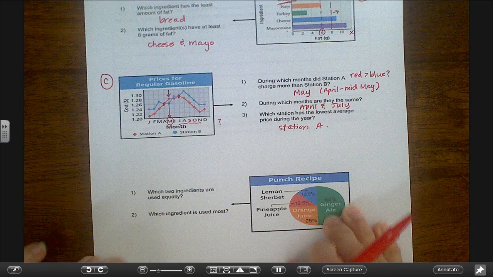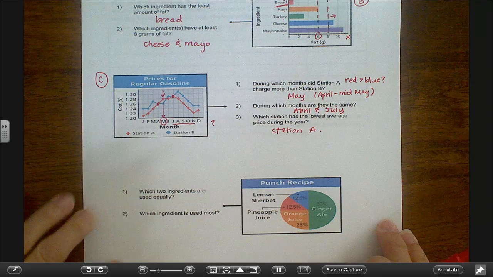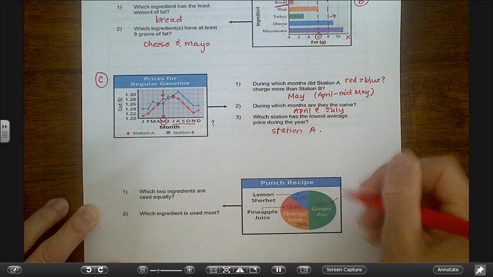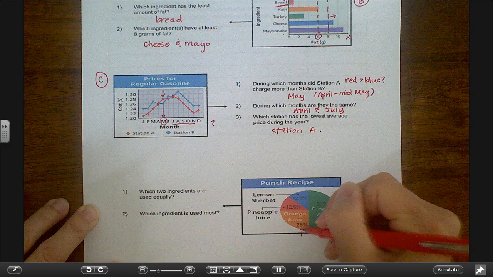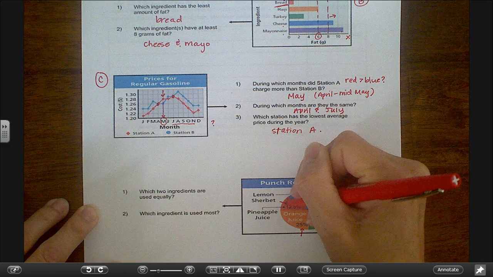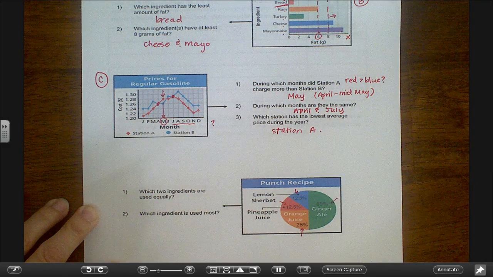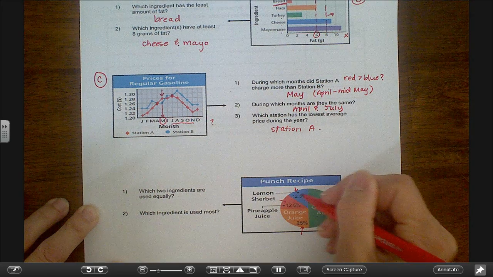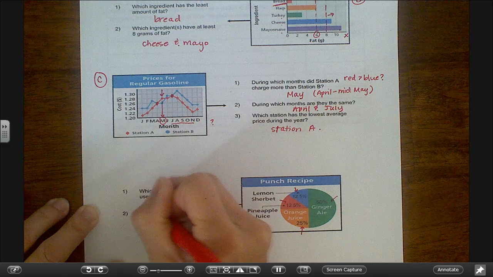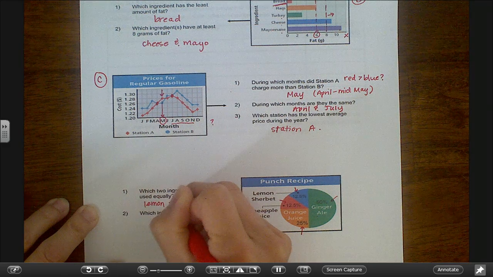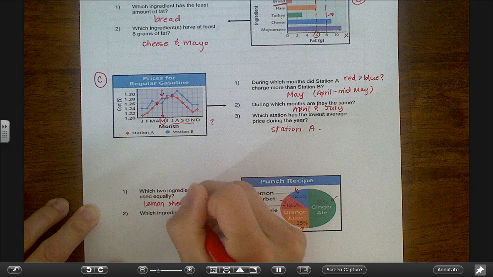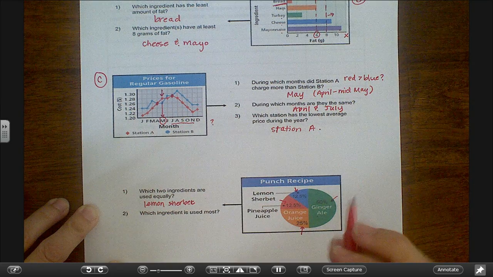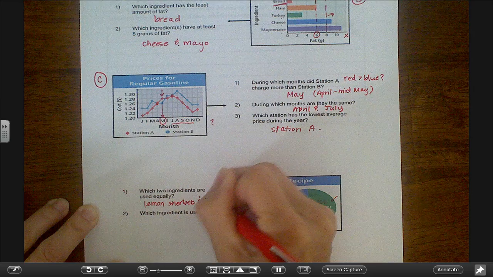All right, looking at a punch recipe. We have ginger ale at 50%, orange juice at 25%, pineapple juice at 12.5%, and lemon sherbet at 12.5%. Which two ingredients are used equally? Well, we have two at 12.5%. That would be lemon sherbet. I always thought it was spelled sherbet. Shows how much I know. And pineapple juice.